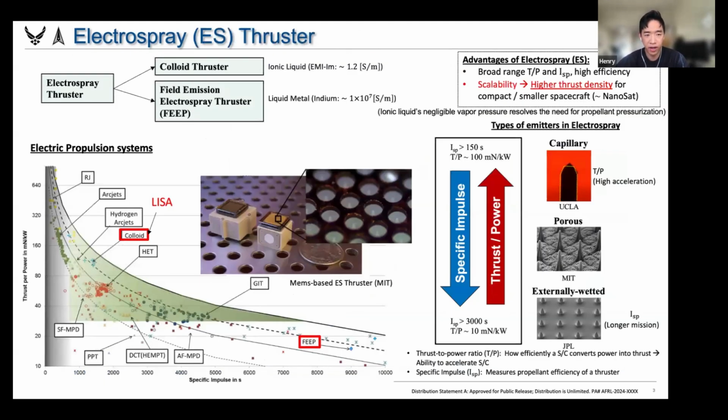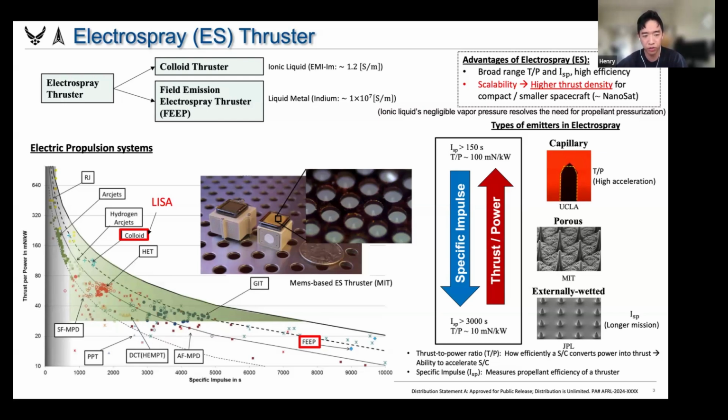Electrospray thrusters can be divided into two sets of applications. One is the colloid thruster for the LISA mission. They use an ionic liquid, and the conductivity that we use is 1.2 Siemens per meter. And there is also the field emission electrospray thruster, which we call the FEEP thruster. They use liquid metal like indium, and its conductivity is 10 to the 7, which is 10 to the 6 times that of the ionic liquid.